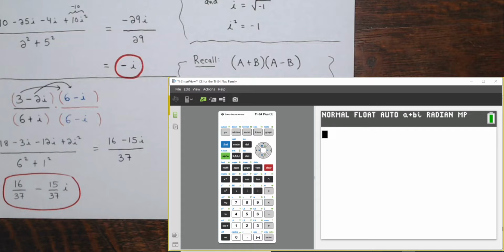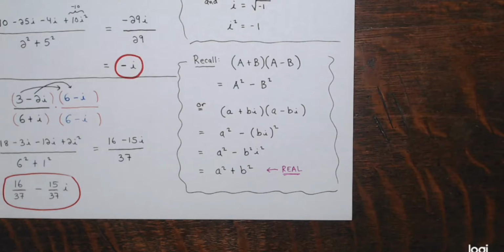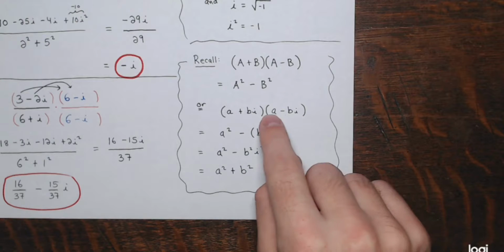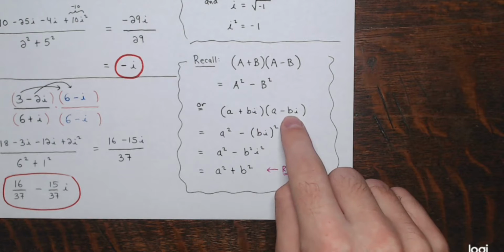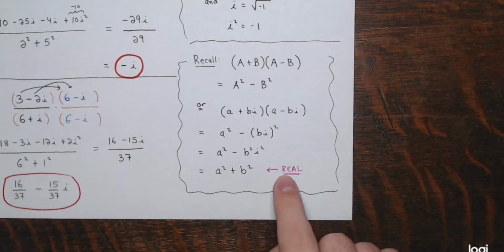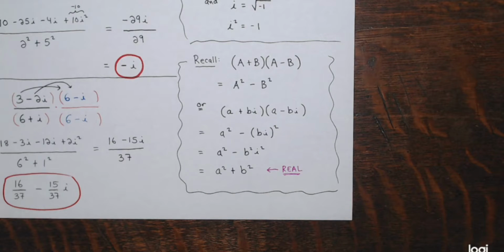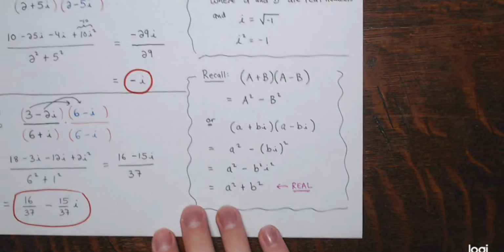Okay, so we did well. Let's keep this in mind. Again, when you multiply conjugates, a plus bi, a minus bi, you end up with a real number, a squared plus b squared. Keep that in mind for the rest of the video.